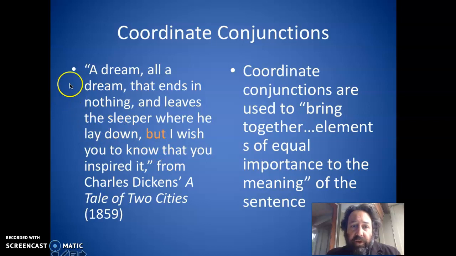So, like an example here: "A dream, all a dream that ends in nothing and leaves the sleeper where he lay down, but I wish you to know that you inspired it." So that 'but' there is our coordinate conjunction being used with a comma, and also we have a subject, verb, object on either side, so we know it's a compound sentence.